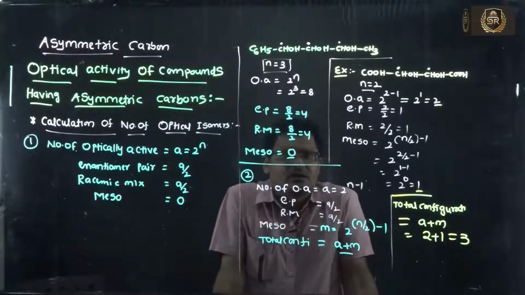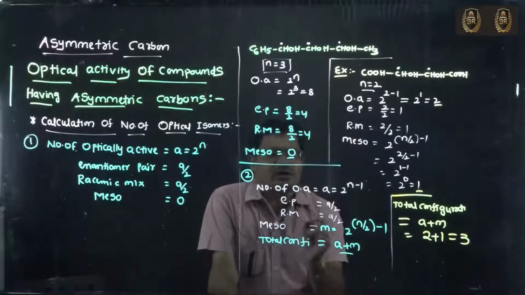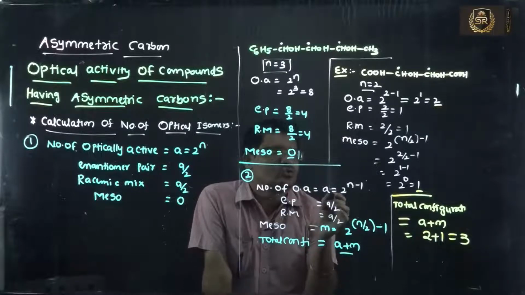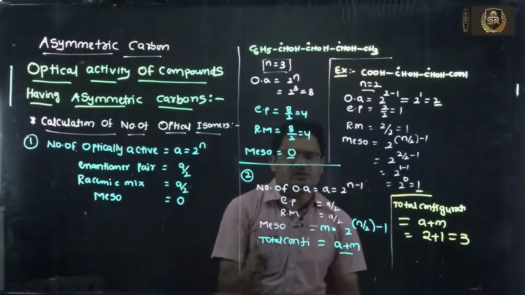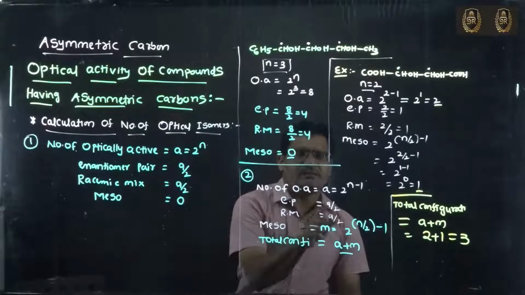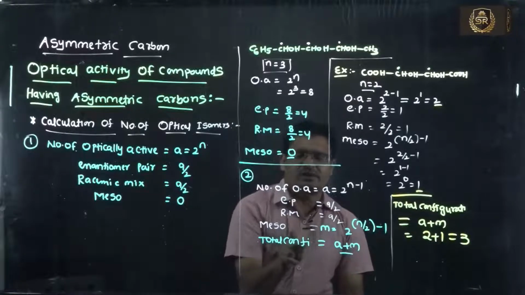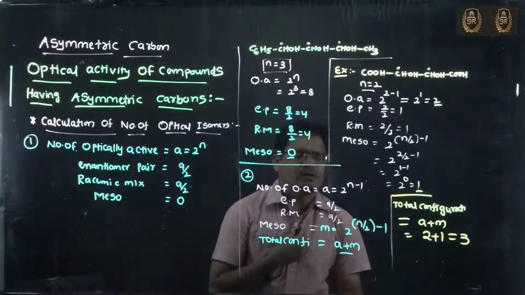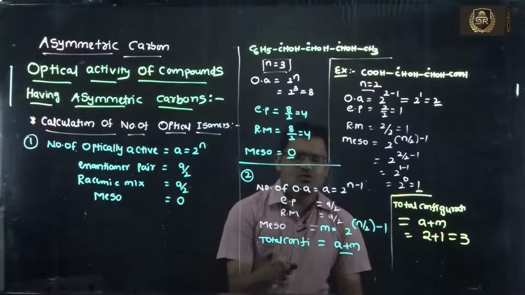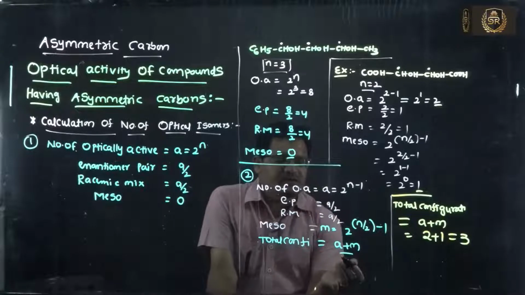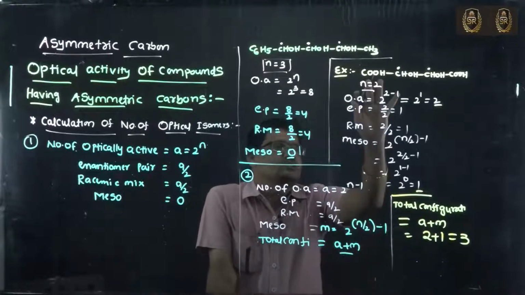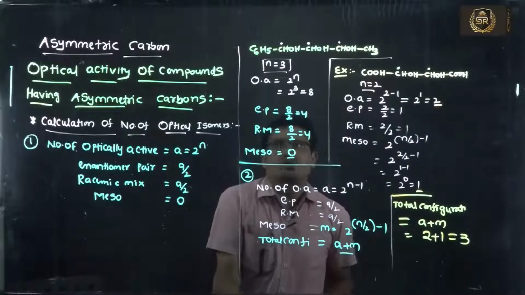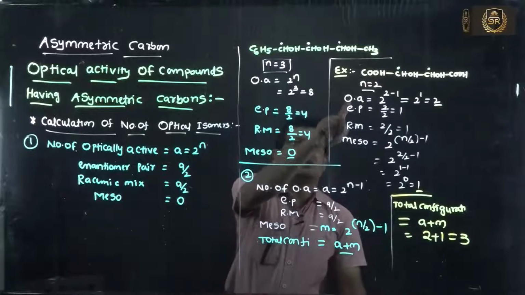N equal to even number. So number of optically active, A equal to 2 power n minus 1. Enantiomer pair, A by 2. Racemic mixture, A by 2. Meso formula, M equal to 2 power n by 2 minus 1. Total configuration is optically active and meso. So the best example is like this one.